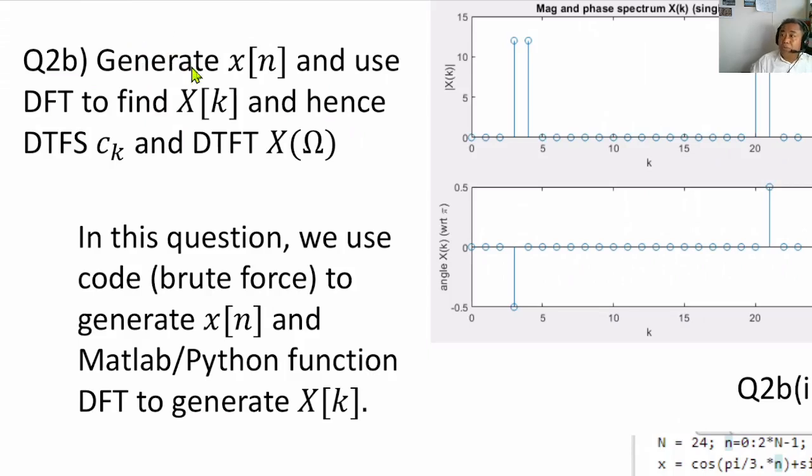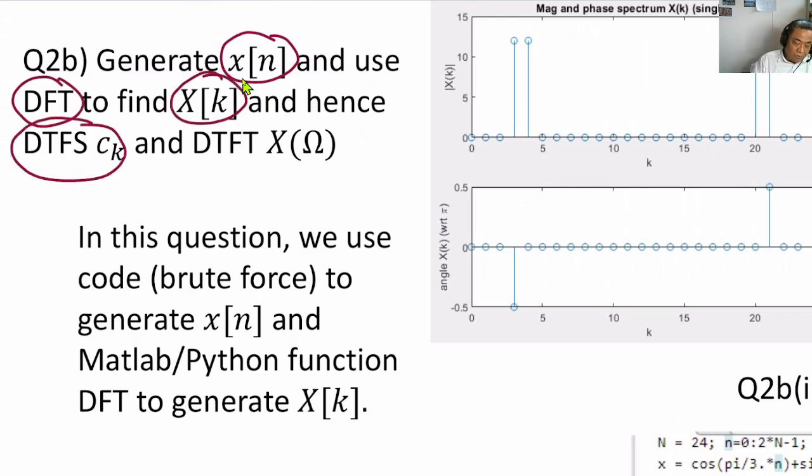This is question Q2b. We'll ask you to first generate xn and then use DFT to find the DFT coefficients, using DTFS to find DTFS coefficients and then DTFT coefficients from DFT coefficient xk. Basically, in these questions, we are asking you to use MATLAB or Python to generate xn.